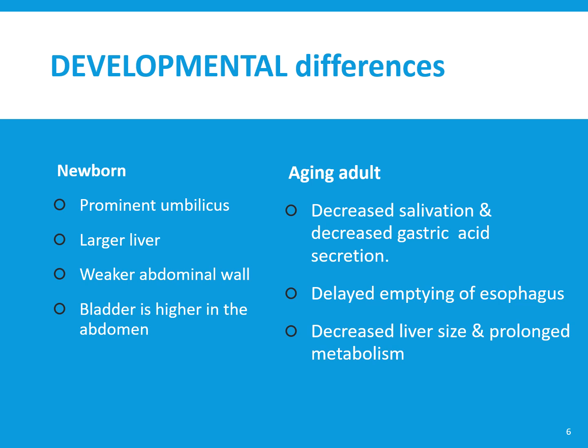With the aging adult, we have decreased salivation and decreased gastric acid secretion. They have delayed emptying of the esophagus, so they have a lot of reflux issues and decreased liver size, and they have a longer time to metabolize things. So if you remember from pharmacology, the older you get, the slower your liver gets, and you might not metabolize drugs and toxins as fast.